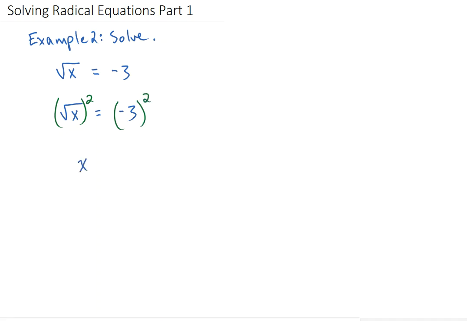On the left I get an x, and on the right I get a 9. So this is saying that the solution is 9, which means if I plug 9 in for x in the original equation, I should get a true statement. In other words, this is saying that the square root of 9 equals -3. And that's not true. Now, we didn't do anything wrong. We squared correctly, but we got that the square root of 9 equals -3. That's not a true statement. What that means is that this equation has no solution.